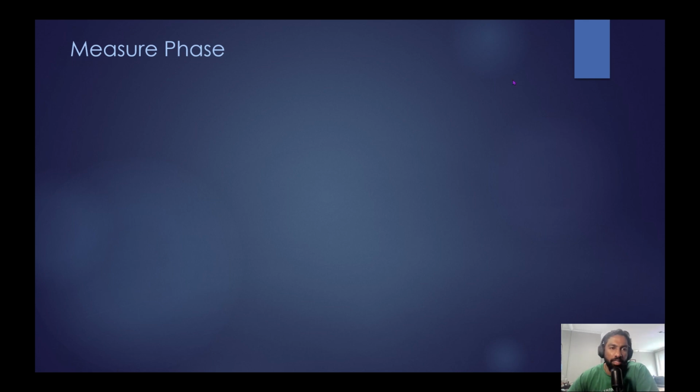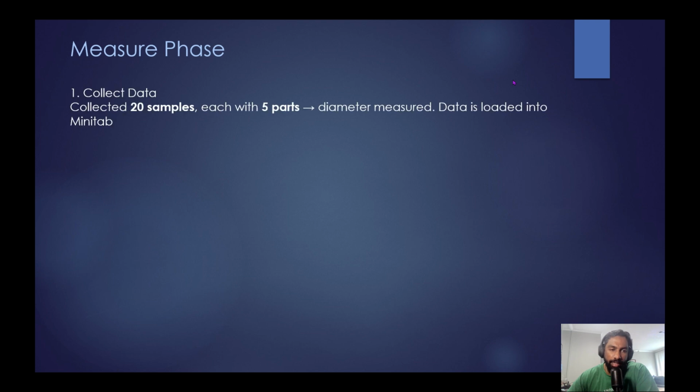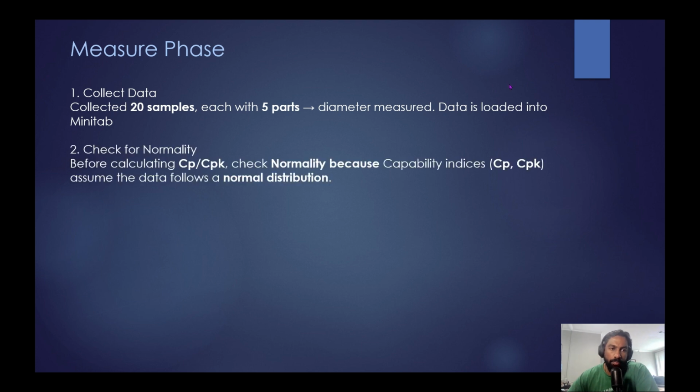In measure phase, the first thing we do is obviously collect the data. In this case study, we collected 20 samples, each sample containing 5 specific parts, and their diameter was measured. This data was finally uploaded to Minitab. Next step we need to do in measure phase is check for normality, because when you're trying to find capability indices, the assumption is that data follows normal distribution. So we gotta check that.